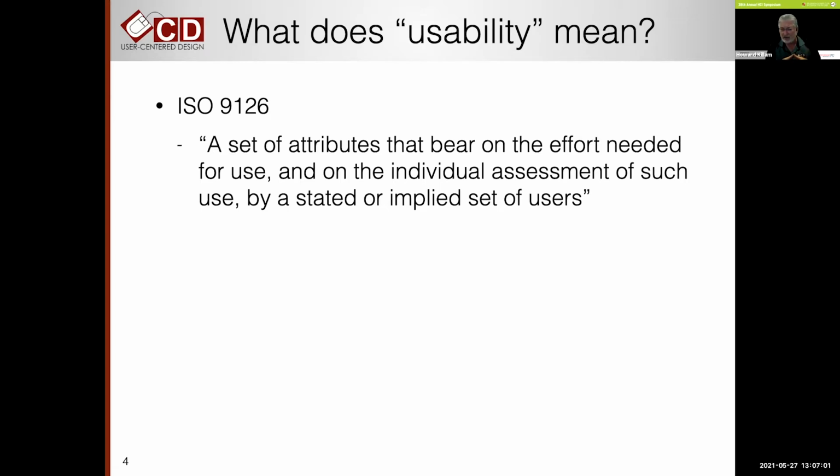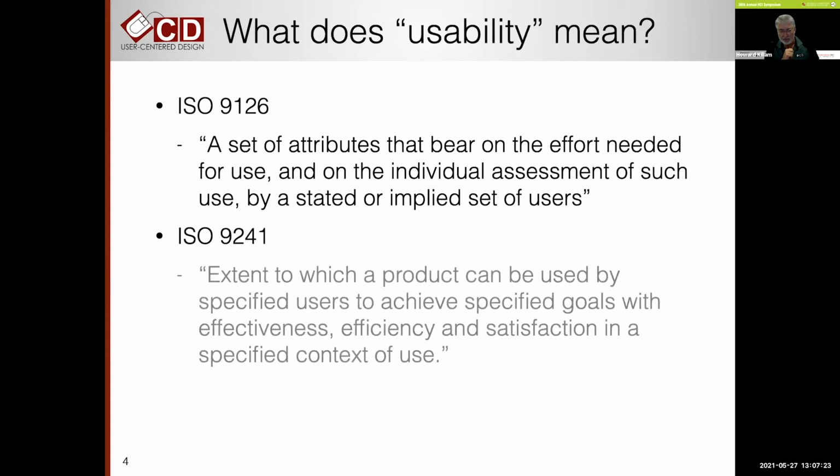Secondly, this definition says it's not only their effort, but it's their assessment of that use by a stated or implied set of users. So what they're saying is it's 2 aspects that we're worried about. How well do they use the product? But also, what do they think of the product as a separate element? The more common definition that we see is from 9241, and it says it's the extent to which the product can be used by specified users, that's common between both, to achieve specified goals, with effectiveness, efficiency, and satisfaction, ignore that for a minute, in a specified context of use.